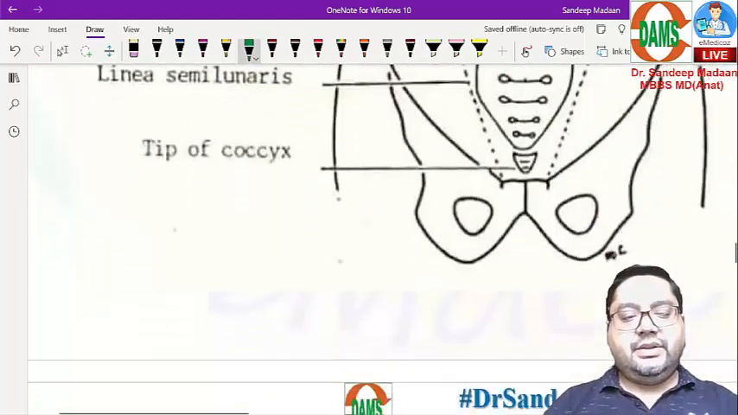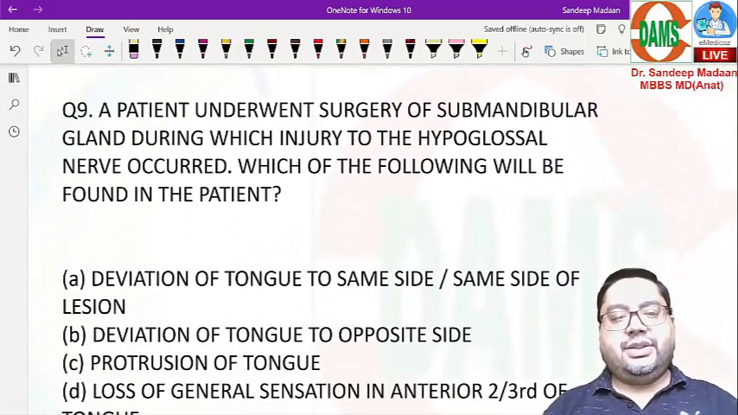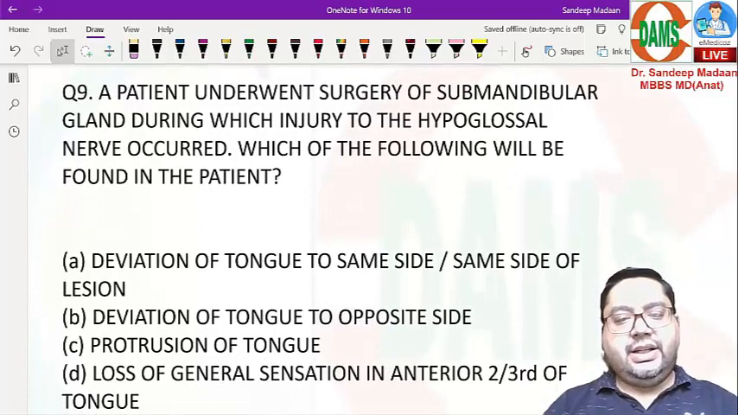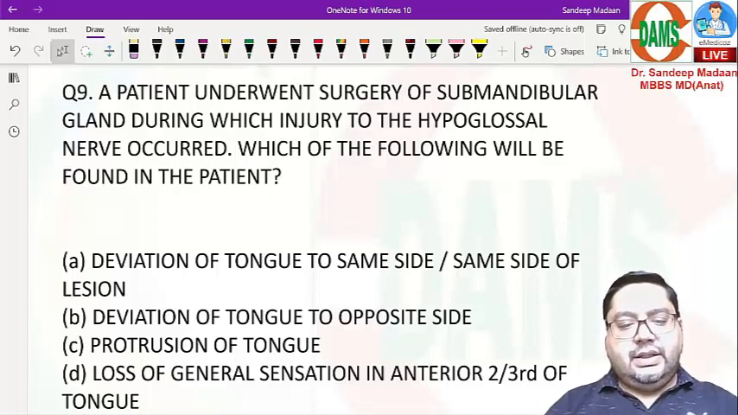Now, next, let us move on to this question. A patient underwent a surgery for the submandibular gland, during which the hypoglossal nerve injury occurred. What will happen in this patient? Where will be the deviation? The options are: deviation of the tongue to the same side, deviation of the tongue to the opposite side, or there will be protrusion of the tongue, and loss of the general sensation in the anterior two-thirds of the tongue.